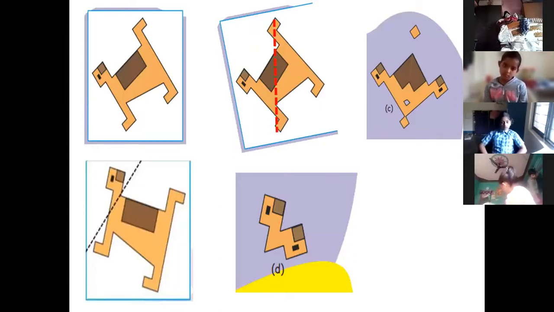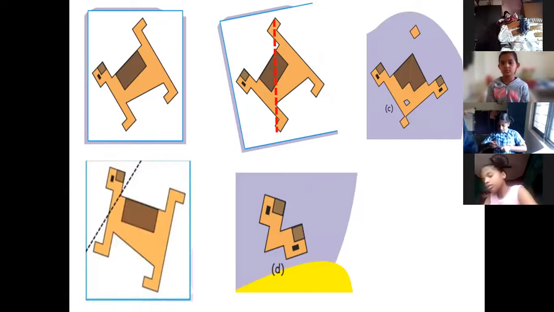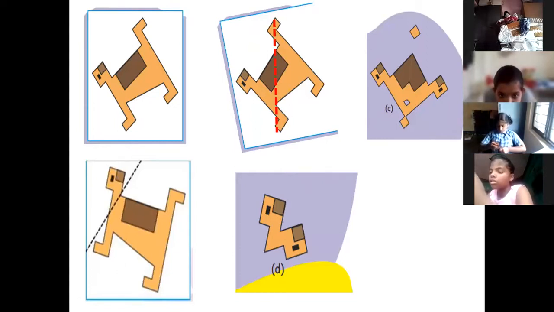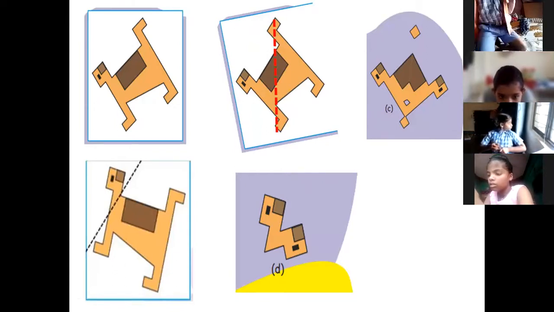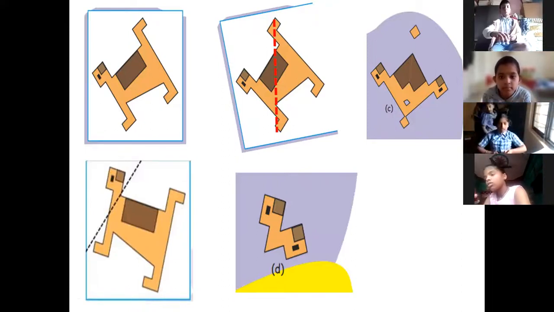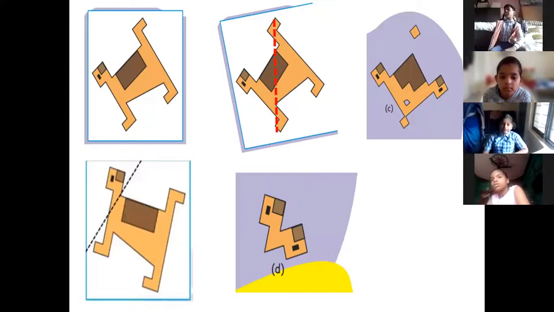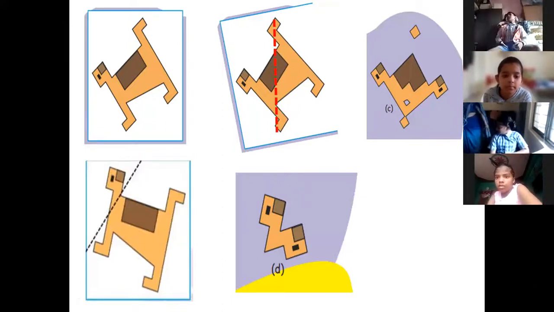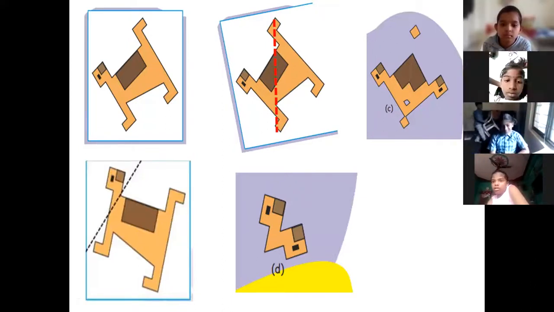See, the red line. If you put a mirror at the red line, you will get the C image. It looks like a kite. If you keep the mirror at the red line, you will get the image which looks like a kite. Next, below, if you keep the mirror at the neck of the dog, see there, then you will get this image. These are the activities you have to perform.